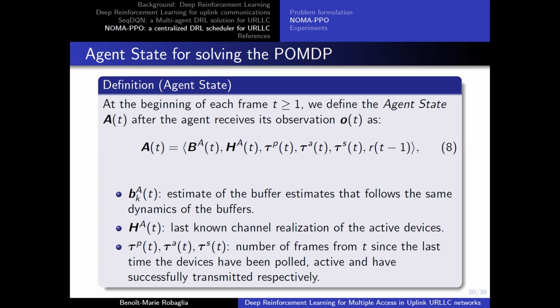by this tuple. So B_k is the estimated buffer of agent k. It follows the same dynamic as the buffer, and it is filled when the base station polls a device. There is H hat, which is the last known channel realization of the active devices. And we keep track of the last time that we polled a device, the last time a device was active, and when a device successfully transmitted.